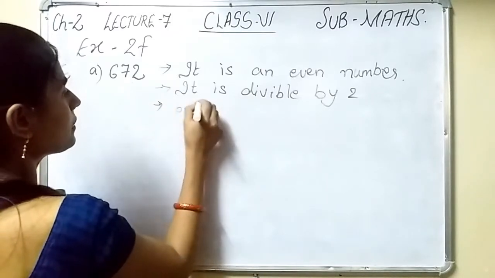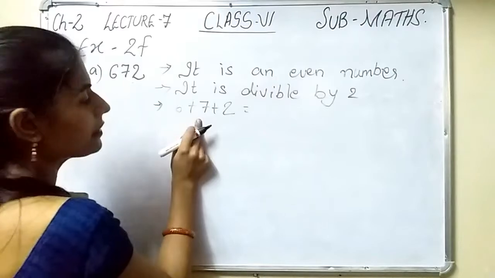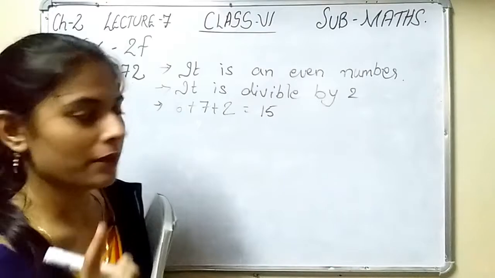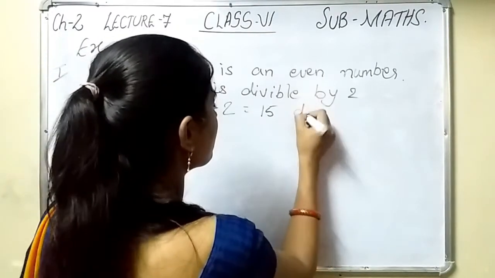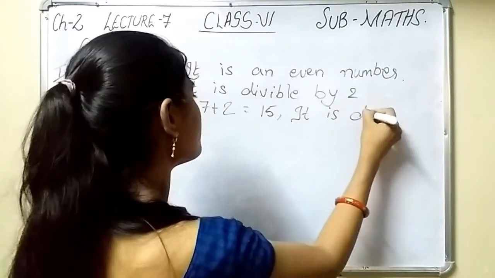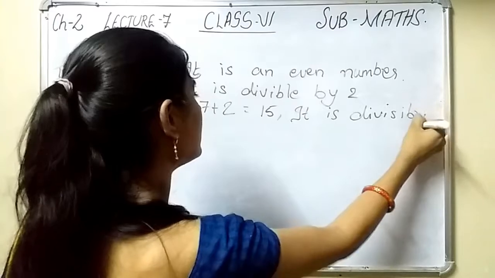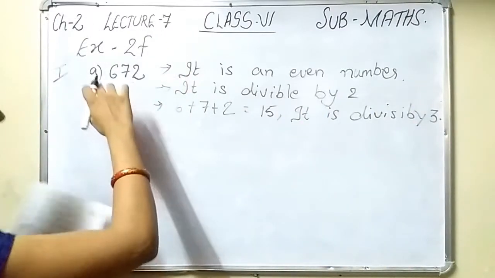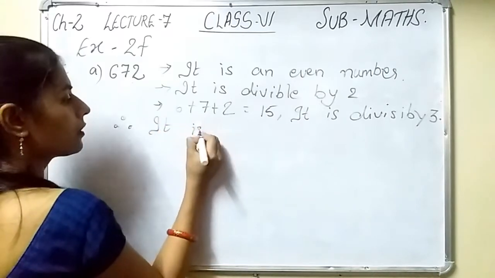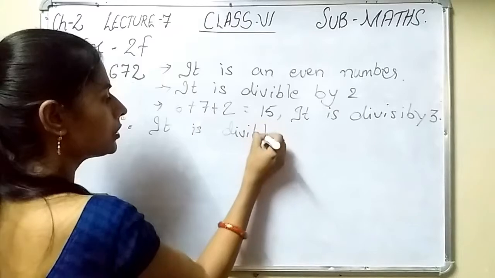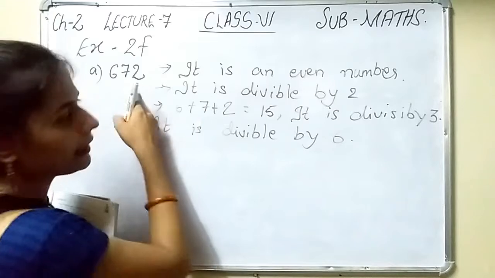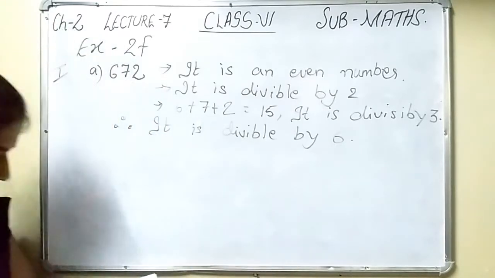Apply here. 6 plus 7 plus 2 means 6 plus 7, 13, 13 plus 2, 15. 15 is divisible by 3, therefore it is divisible by 3. It means this number is divisible, therefore it is divisible by 6. Okay, 3 of the steps are applied here, so it is divisible by 6.